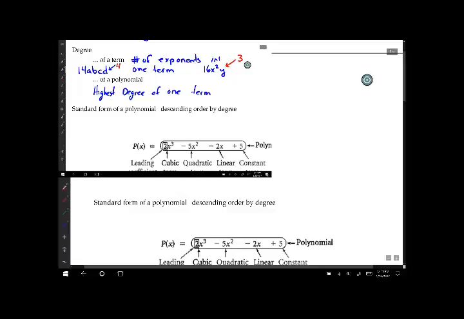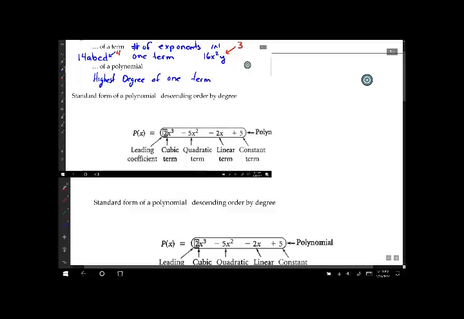I don't add them all up. I just say 29 is the highest one. And so we would compare degrees and take the highest degree of all of the terms and kind of go from there. And that's the degree of a polynomial. All right.